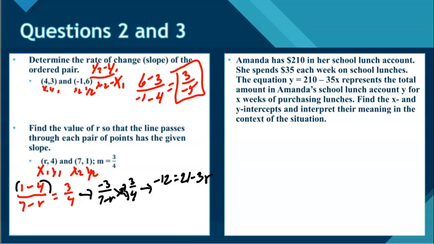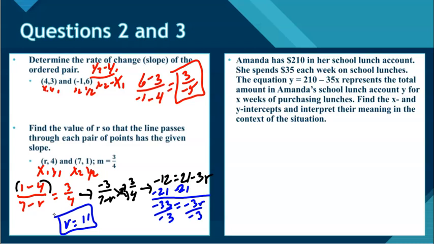Okay, I need to get the r by itself, so I'm going to subtract 21 on both sides. And this is going to give us negative 33 equaling negative 3r. The opposite of multiplying by negative 3 is dividing by negative 3. That means the missing coordinate is going to be a positive 11.